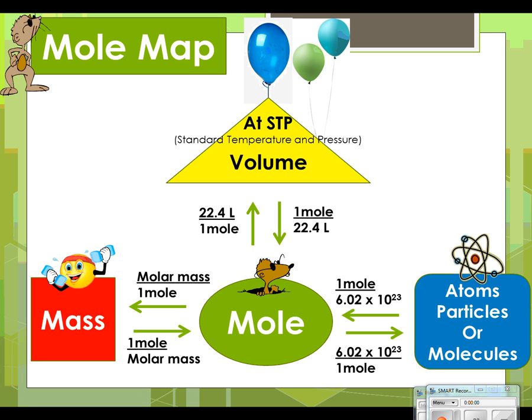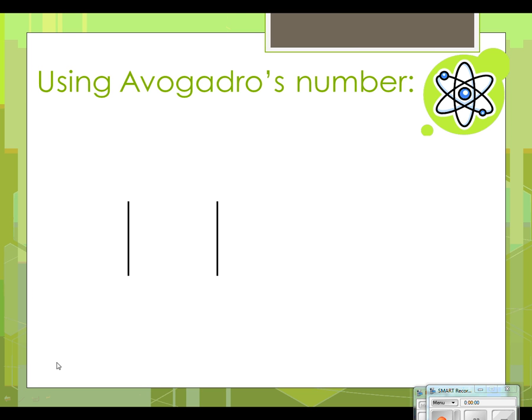But notice there's basically only 2 numbers that you really need to memorize on here, and that's the 22.4 liters in 1 mole, and that's at STP, and it's 6.02 times 10 to the 23rd in 1 mole to go from moles to atoms or particles.